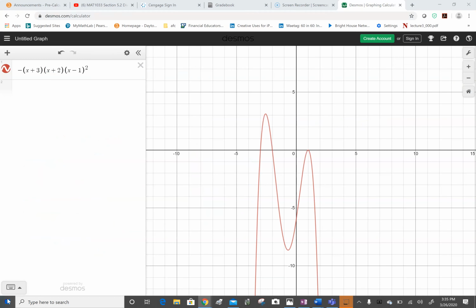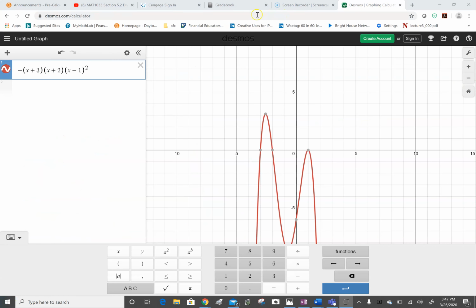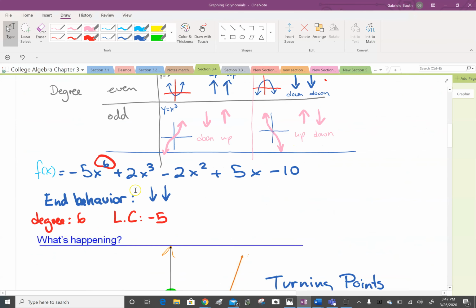Somehow my mic didn't work, so let me just go back down here. Let's hope it's working now. I've been talking without a mic.